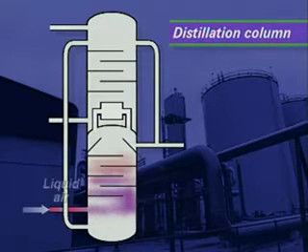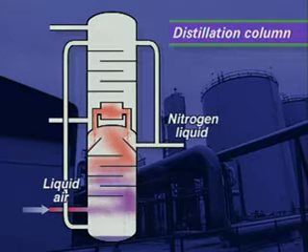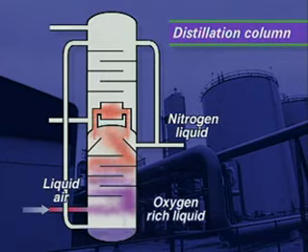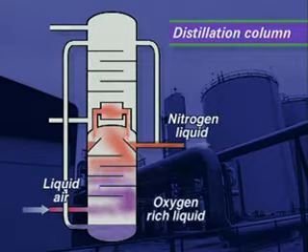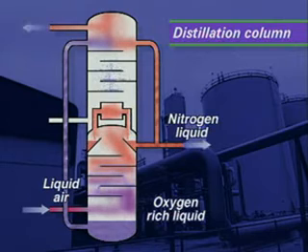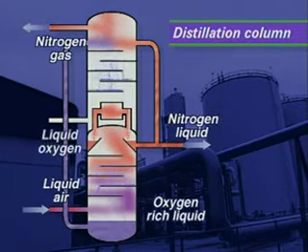Air enters the high-pressure column as a liquid. Nitrogen boils off and rises as a gas to the top of the column, where it's condensed. A liquid rich in oxygen condenses at the bottom of the column. The oxygen-rich liquid is fed to the low-pressure column. Any nitrogen boils off and almost pure liquid oxygen condenses.